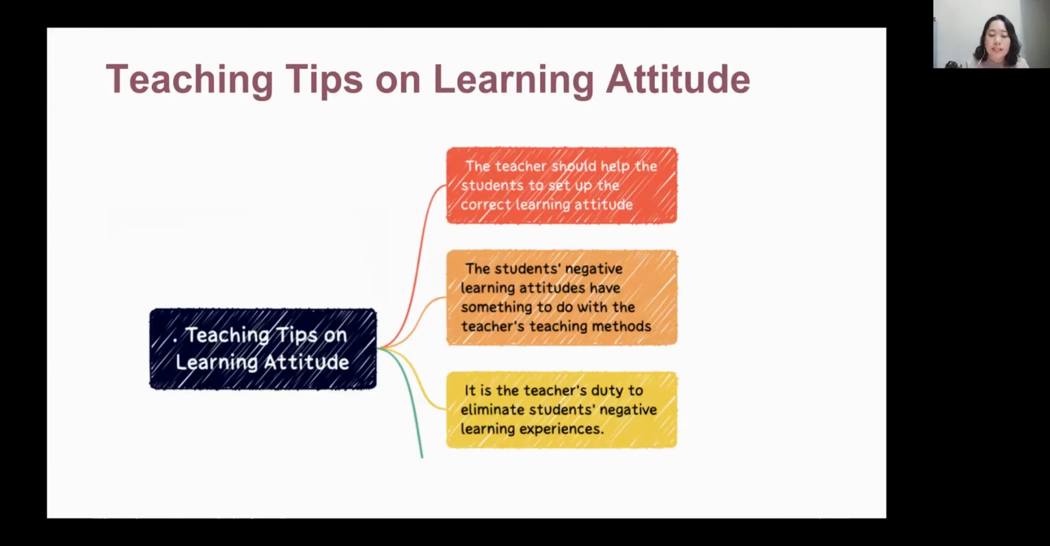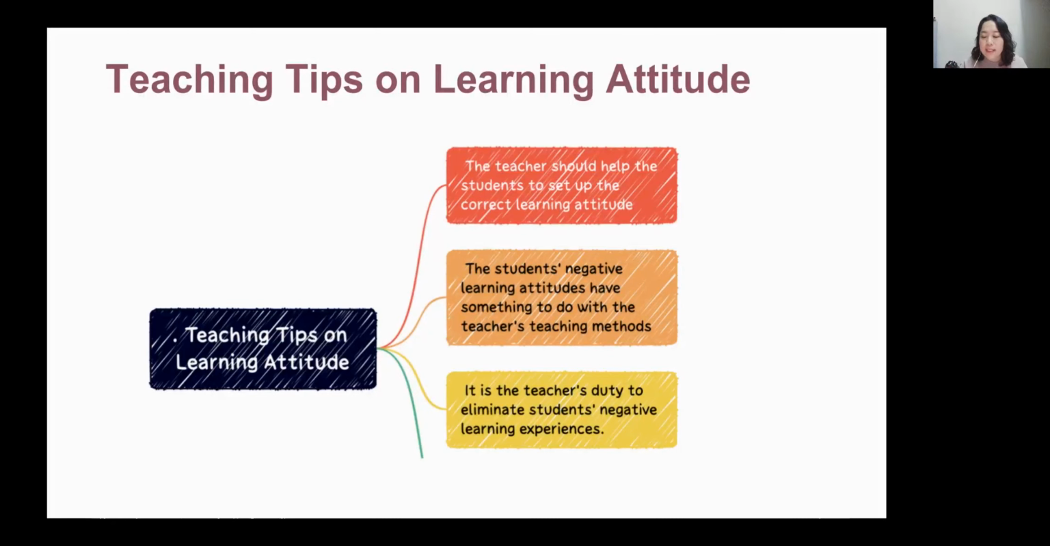Secondly, the students' negative learning attitude has something to do with the teacher's teaching method. A rigid teaching method and boring teaching content usually make the students lose interest in the course. It is necessary for the teacher to change their teaching method and stimulate students' learning interest. A novel and diverse teaching method is bound to arouse students' learning interest.